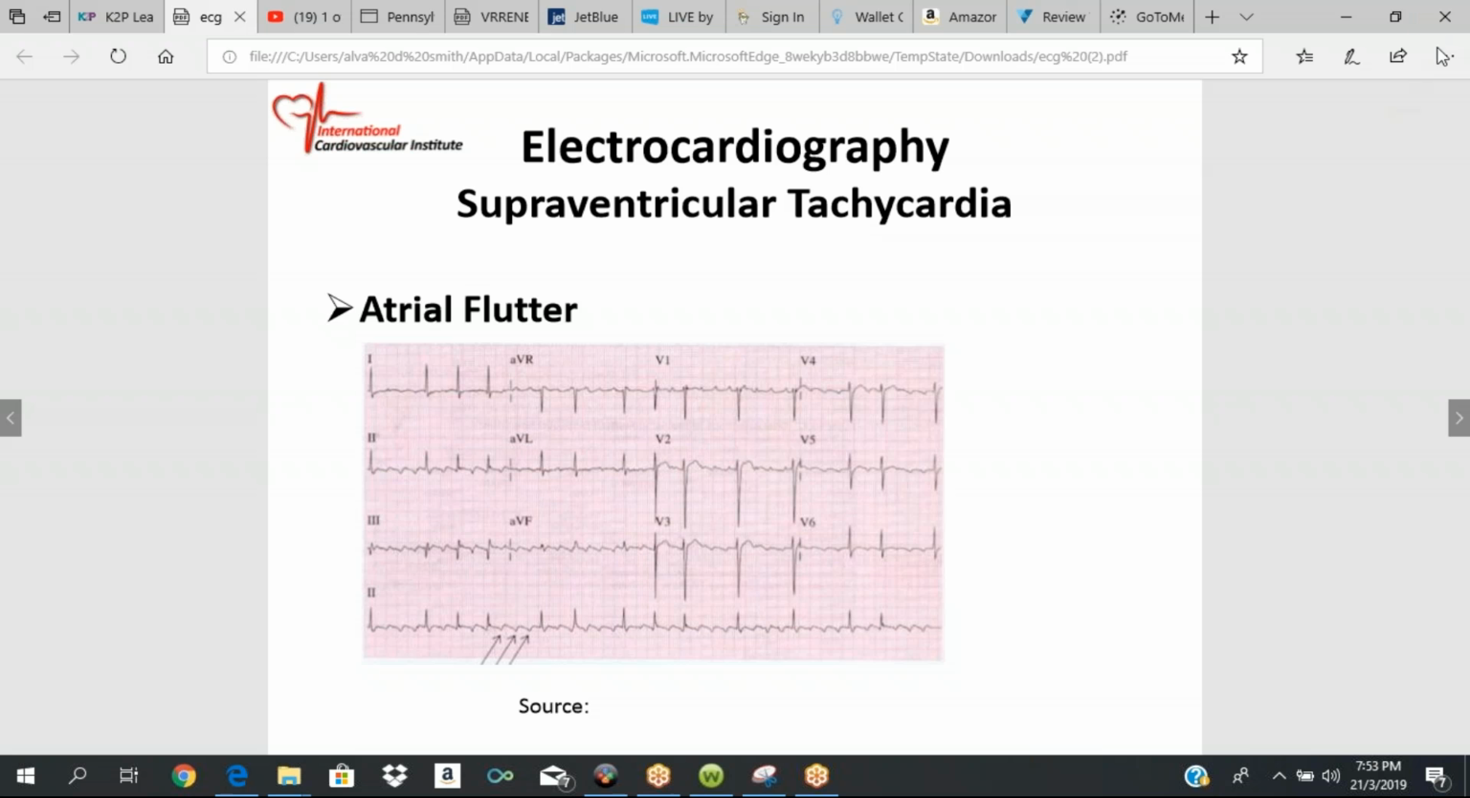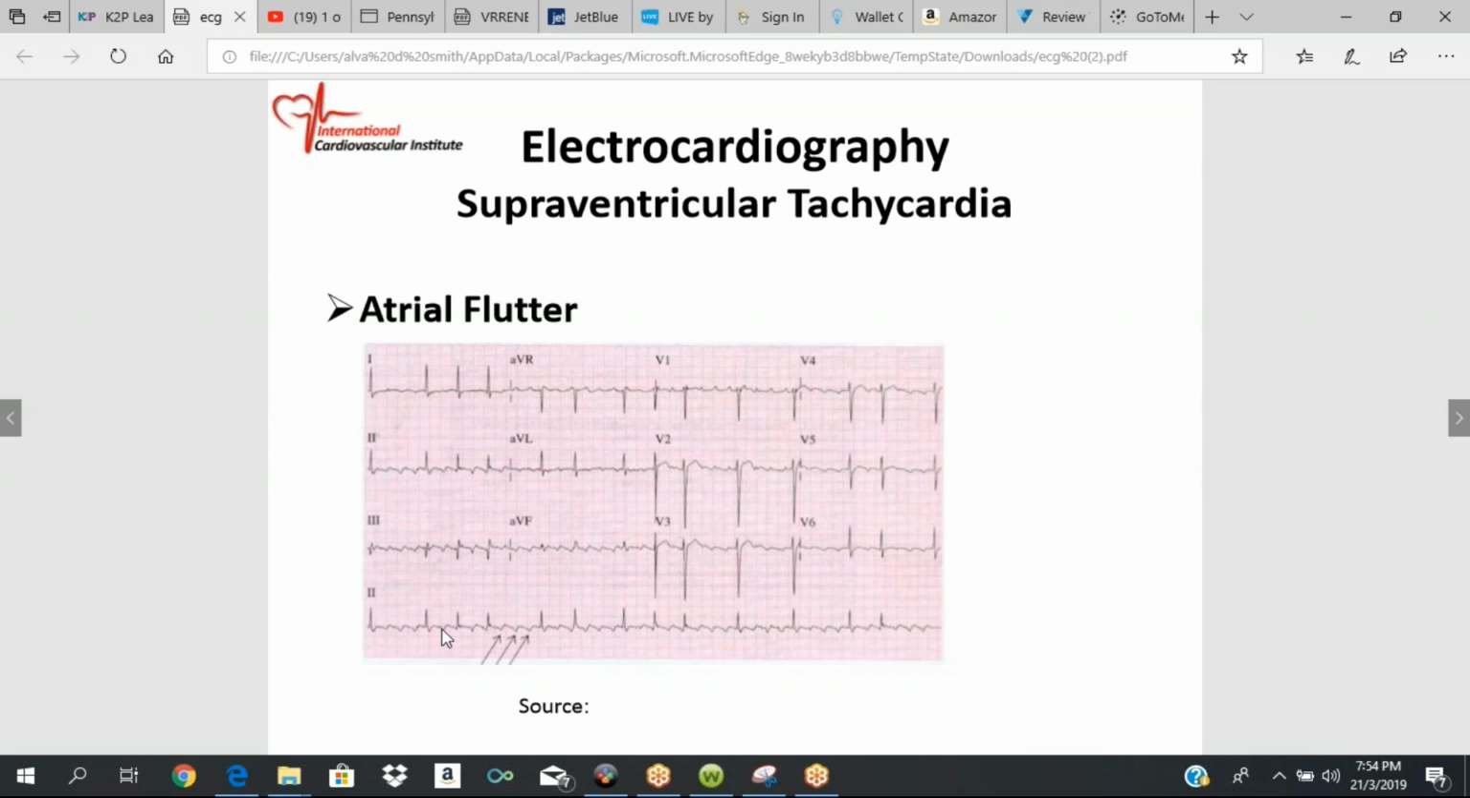A lot of times you'll get atrial flutter with what we call 2-to-1 AV block. So for every 2 P waves, you'll get 1 ventricular beat. But you can see that this is very irregular. So this is atrial flutter with variable AV block.